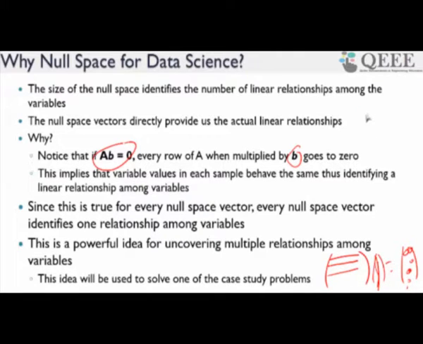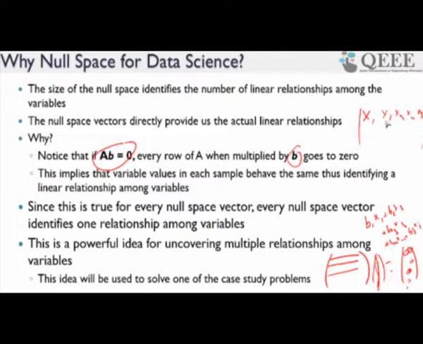So for example, if I have x1, x2, x3, x4, x5 as the 5 variables, then if I take a vector, since it multiplies this and gives us 0, that basically means b1 x1 plus b2 x2 plus b3 x3 plus b4 x4 plus b5 x5 is 0. This gives me one relationship, and since this is true for every sample, it is a universal relationship among all the variables in all of the samples. So that gives me one linear relation.